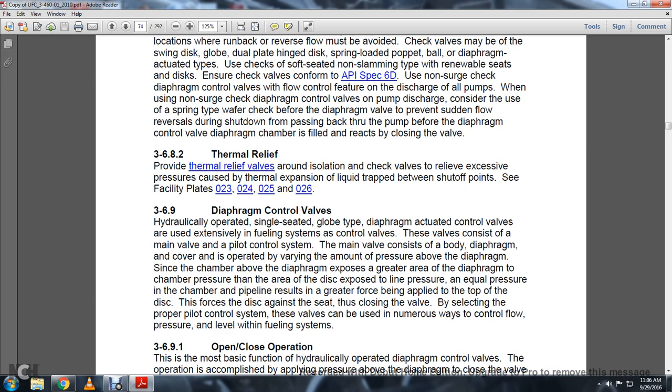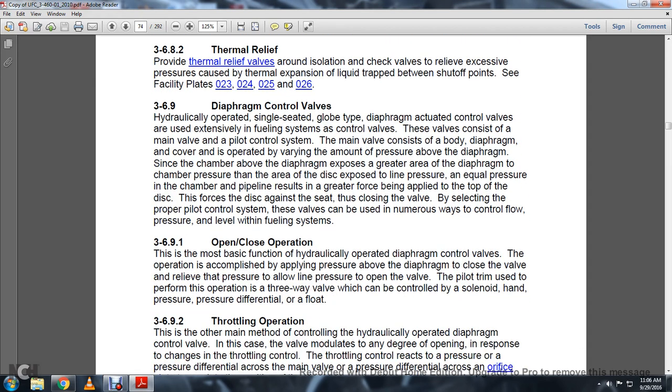The main valve consists of the body and diaphragm cover that operates with a varying amount of pressure above the diaphragm. Since the chamber above the diaphragm exposes a greater area of the diaphragm to the chamber pressure than the area of the disc exposed to the line pressure, equal pressure from the chamber and the pipeline results in a greater force being applied to the top of the disc. This force holds the disc against the seat, closing the valve. By selecting the proper pilot control system, these valves can be used in numerous ways to control flow or the pressure level of the fueling system.